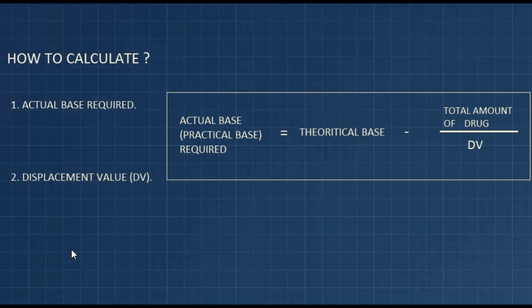So now comes the calculation, how to calculate. At this point you are very much familiar with what the actual base is, what the theoretical base is, and the displacement value. From that we can derive an equation, or you can say a formula: actual base required is theoretical base minus total amount of drug over the displacement value. So from this formula you can get the actual base required, the displacement value, and also the theoretical base.